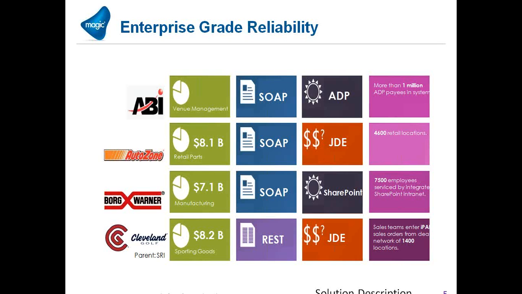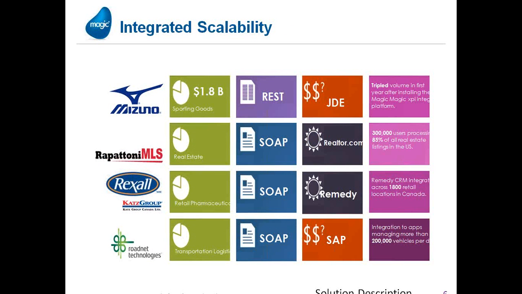This enterprise-grade reliability is known by our customers. Companies like ABI, who have more than 1 million ADP payees in their system. AutoZone with 4,600 retail locations. Borg Warner with some 7,500 employees serviced by an integrated SharePoint intranet. Cleveland Golf that has sales teams that enter their iPad sales orders from a network of 1,400 locations. Mizuno, which tripled their volume in the first year after installing the Magic XPI integration platform.